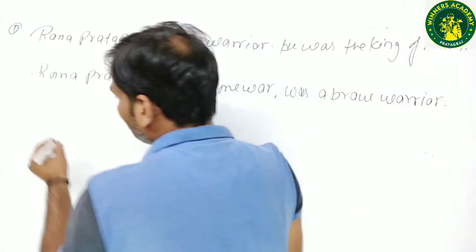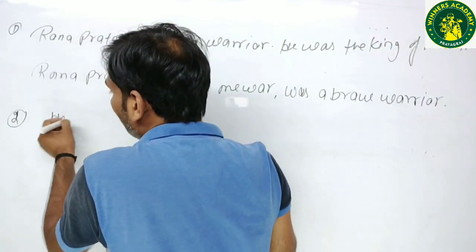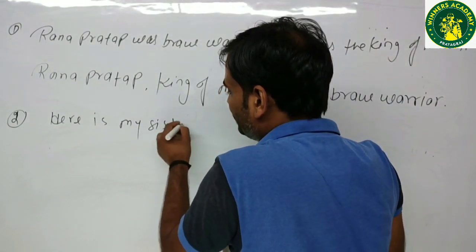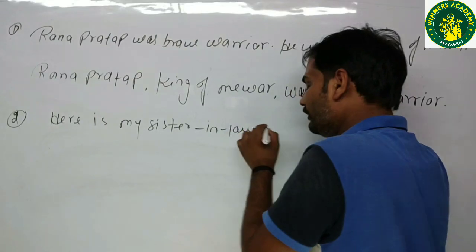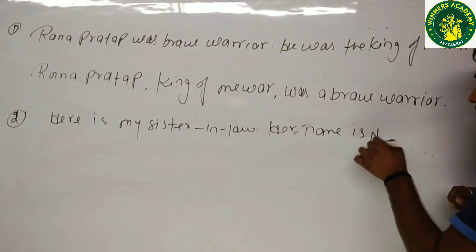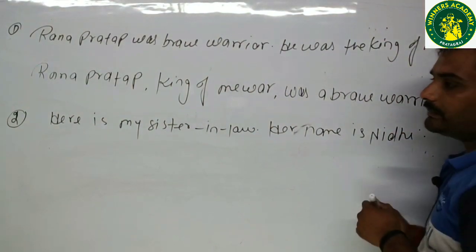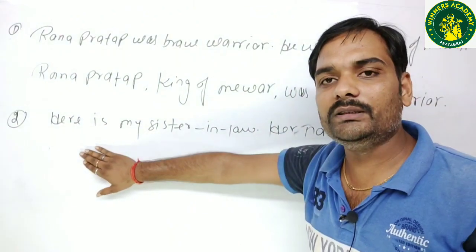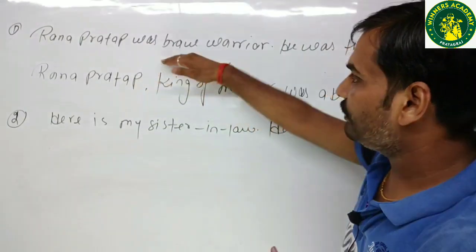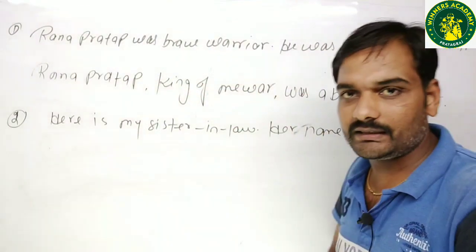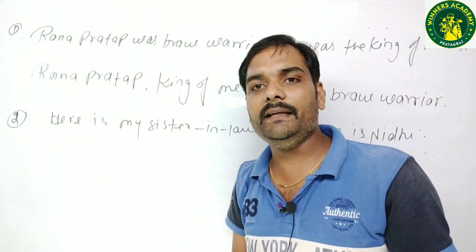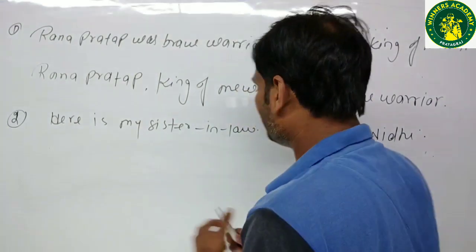Okay? Let's look at the next sentence, which is, here is my sister-in-law. Her name is Nidhi. Now look, there is a big difference between the first sentence and this one. In that one, it was well explained. Meaning, we could put many things in front, like Rana Pratap was a brave warrior, or he was the king of Mewar. In such sentences, there is a lot of trouble about how to form them. So you don't even have to memorize this. Just clear the concept of how to write it.